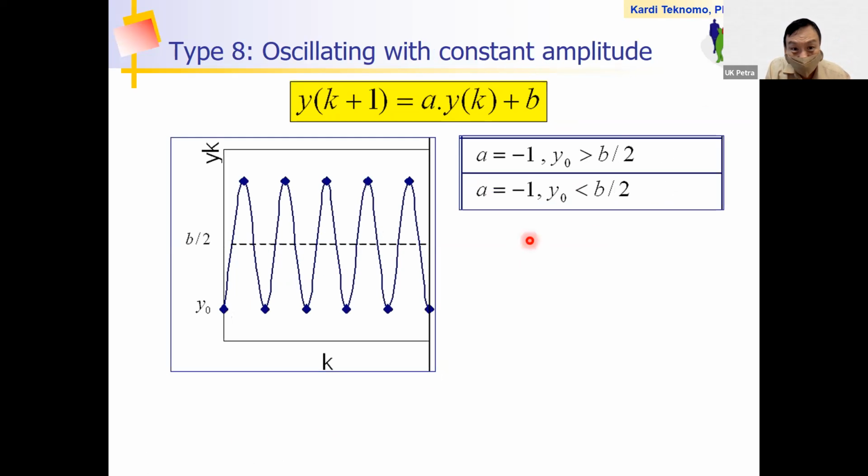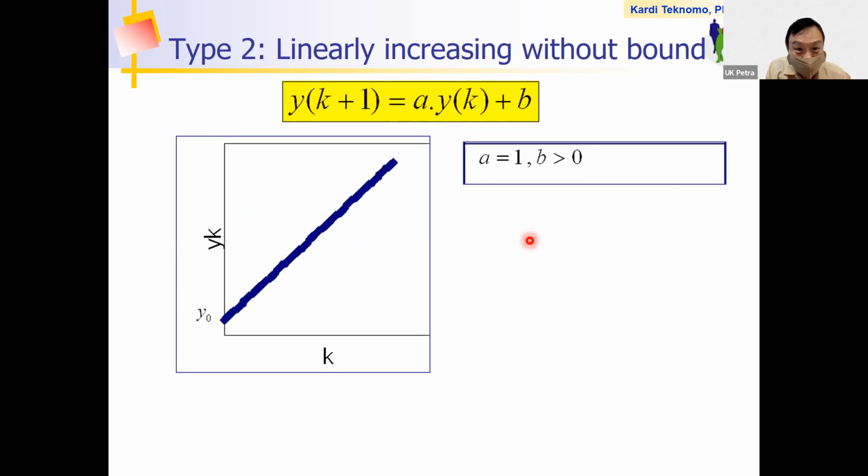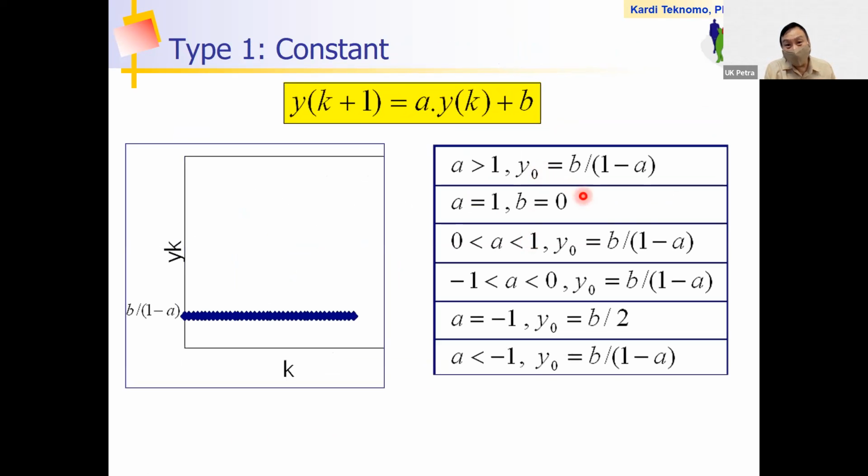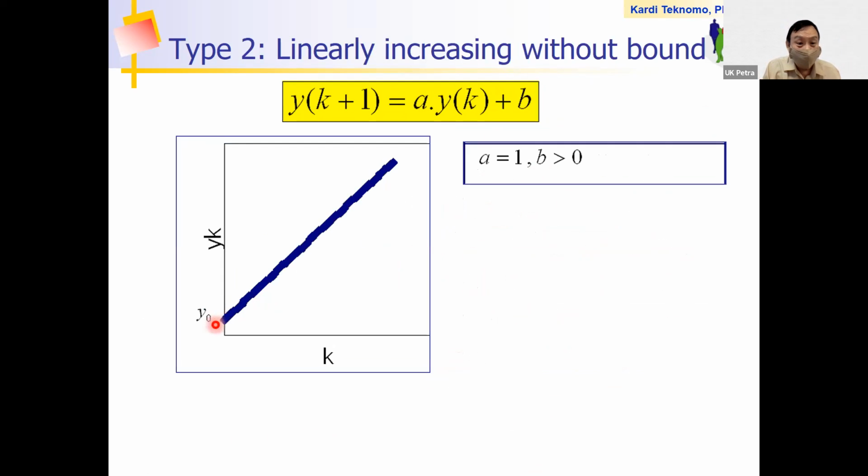For example, I want them to be a constant. Then I need to put the value of A, the value of B, the value of Y0 to be any of this case. So if I want, for example, an agent that will move from here to there over time, just move in a straight line, then I need to set A equal to 1 and B must be larger than 0.